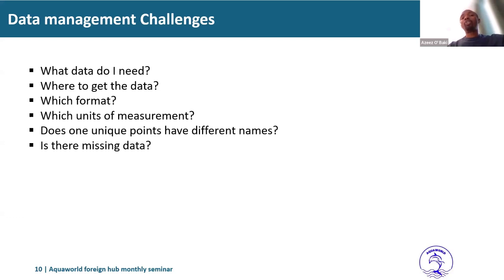And then the unit of measurement: you need to know the units you're working with. For instance, temperature may be measured in degrees Celsius, and another data set may be given to you in degrees Fahrenheit, so you need to convert. Another challenge may be different names for the same thing, or the same name for different things. Also, a lot of times you will have missing data in your data set. These are some of the challenges we encounter in management.